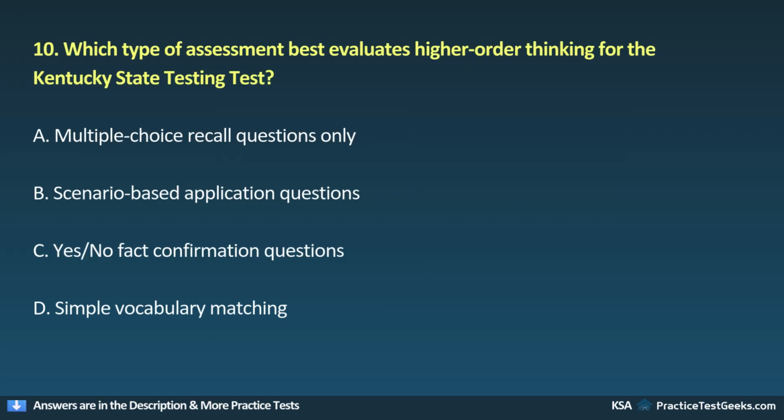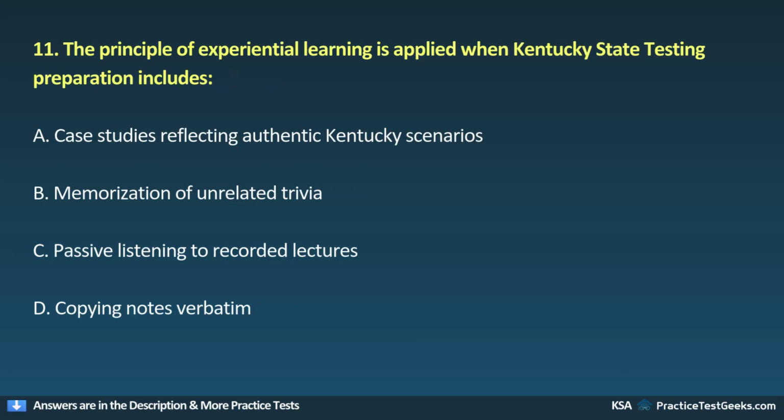10. Which type of assessment best evaluates higher-order thinking for the Kentucky State testing test? A. Multiple-choice recall questions only. B. Scenario-based application questions. C. Yes, no, fact confirmation questions. D. Simple vocabulary matching.